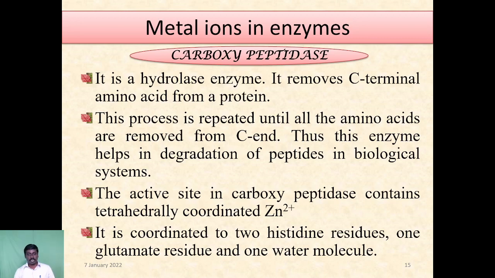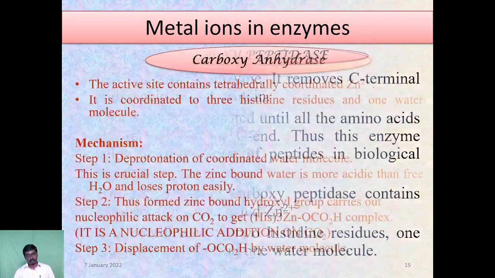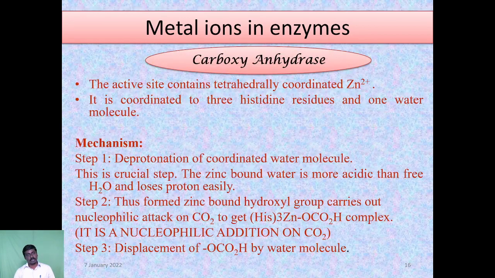The central metal ion present in carboxypeptidase is zinc 2 plus, and it is coordinated by two histidine residues, one glutamate residue and one water molecule. There are four ligands surrounding the zinc 2 plus in carboxypeptidase. And the next type is carbonic anhydrase. Here also the zinc 2 plus is tetrahedrally coordinated, surrounded by three histidine residues and one water molecule.